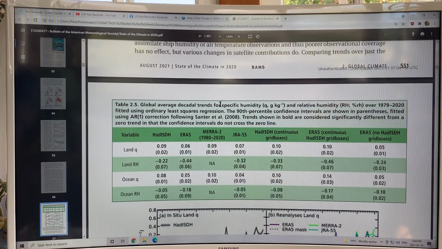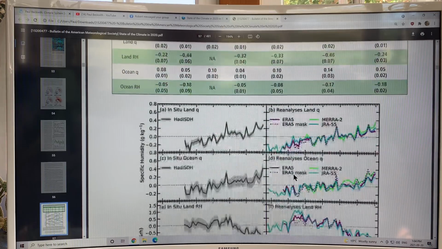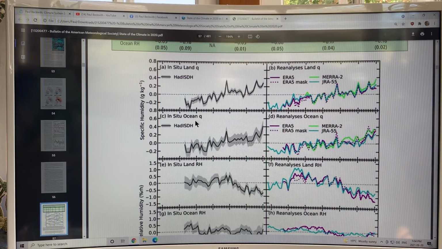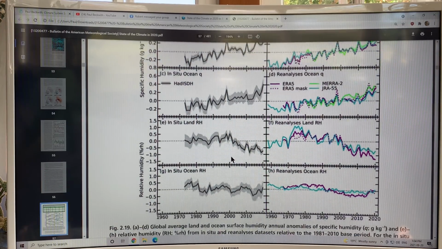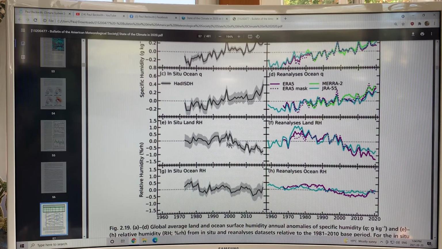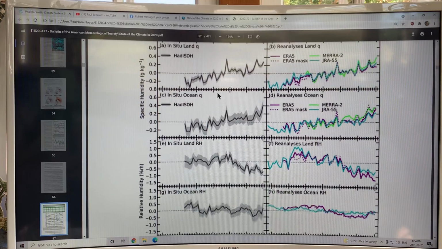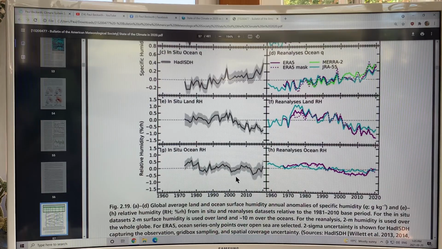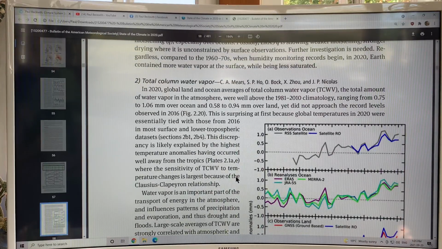This is specific humidity trends and relative humidity trends. Specific humidity is here. So again, over the land, over the ocean, we're getting higher and higher specific humidities. There's more water vapor in the air. Relative humidity, however, is decreasing because the temperature over the land is increasing. So the saturation level, the amount of water vapor to saturate the air, is increasing at a faster rate than the specific humidity is increasing, so the ratio is actually decreasing. And this is very bad for plants, as I've pointed out before.